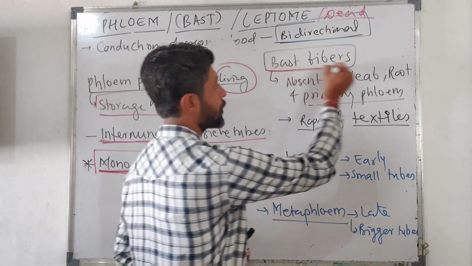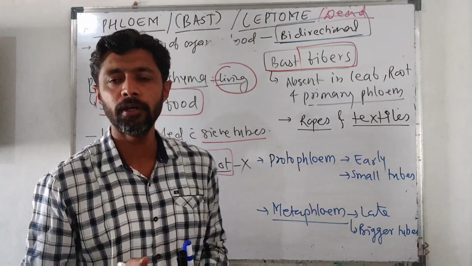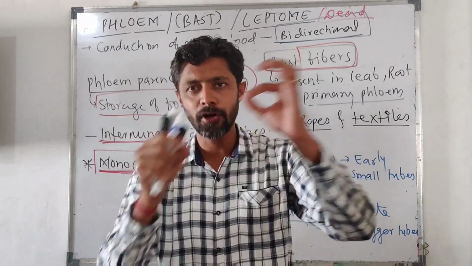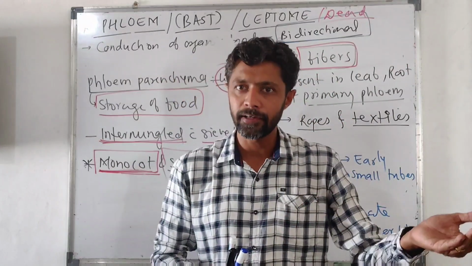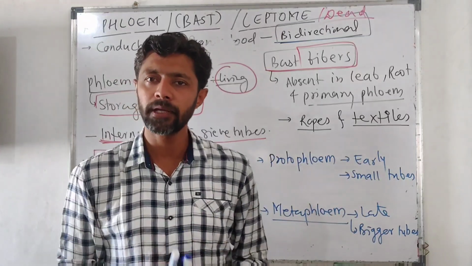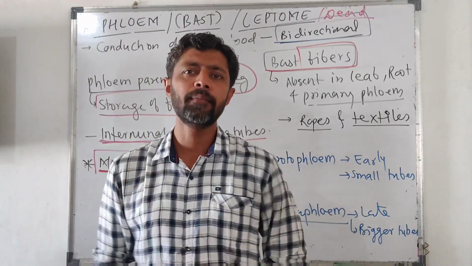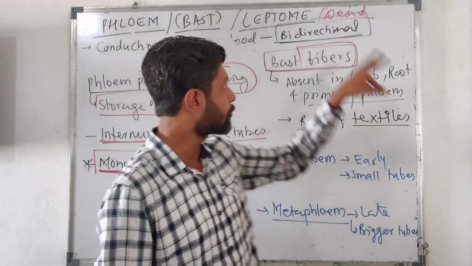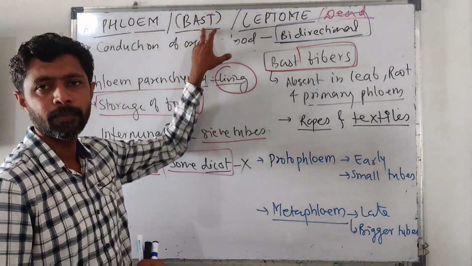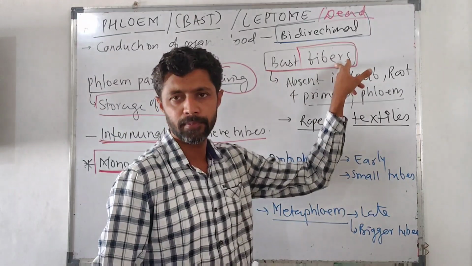Now we have to consider bast fibers or phloem sclerenchyma. As we are aware, sclerenchymatous tissue is long and elongated, having lignified, thick walled cells, and they are primarily meant for providing mechanical support. When we use this sclerenchymatous tissue in phloem, and as we call phloem a bast, we call them bast fibers.